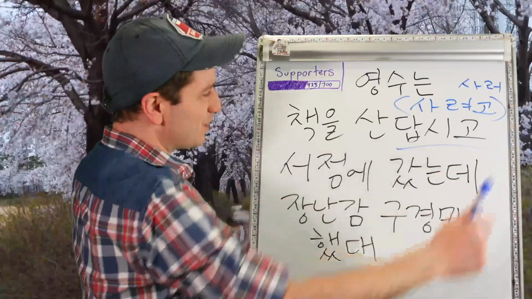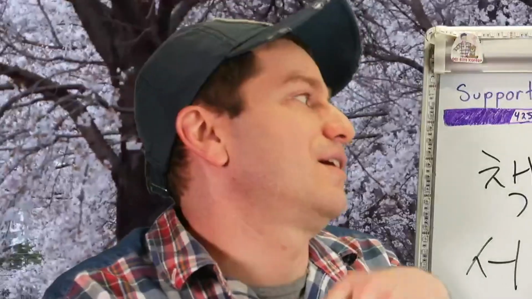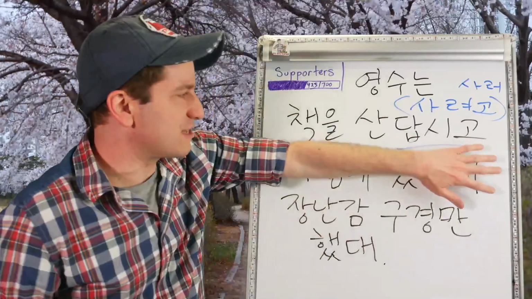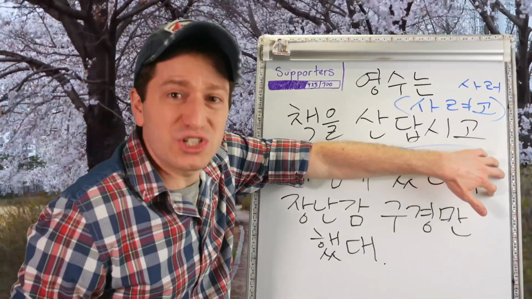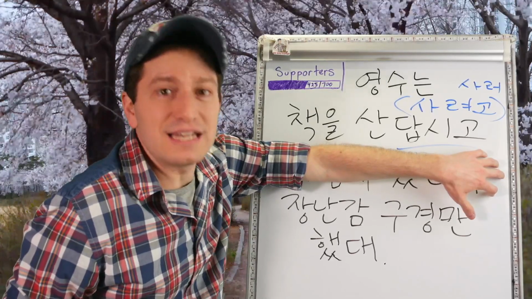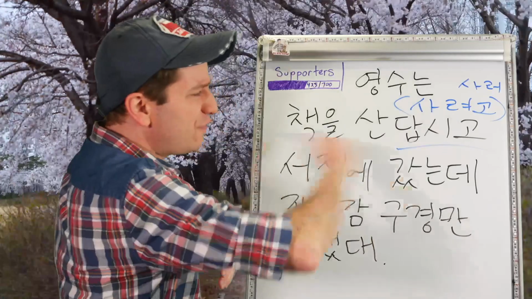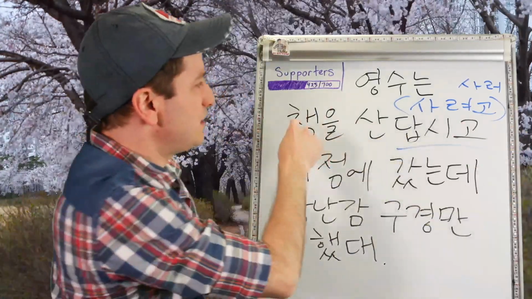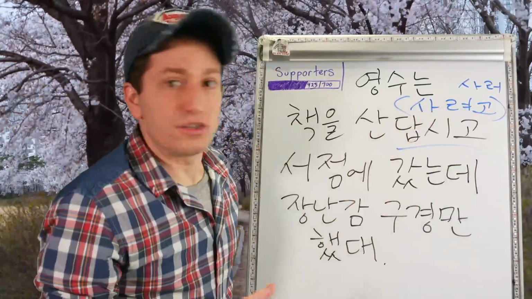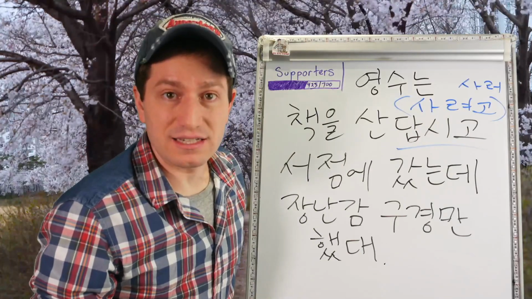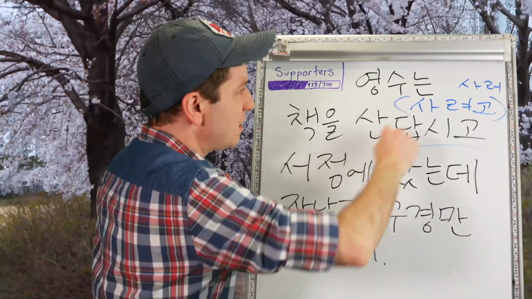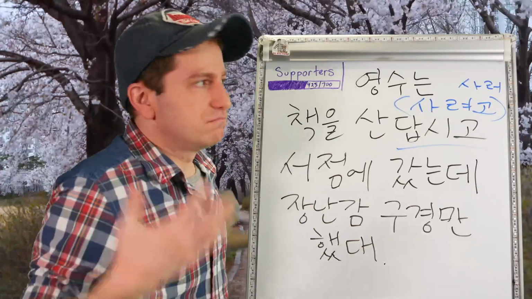영수는 책을 산답시고, like he said he's gonna go buy some books at the bookstore. Even before you finish the sentence, as soon as you get up to here, the listener knows you're gonna say they messed up. They did something wrong, or they made it worse. So they failed. If a listener hears 영수는 책을 사려고, they're not going to know anything that comes at the end of the sentence. It could be anything. 영수는 책을 사러 서점에 갔는데, nothing.